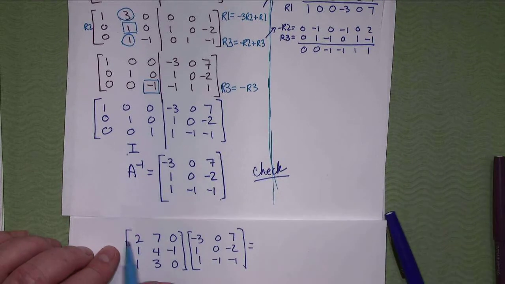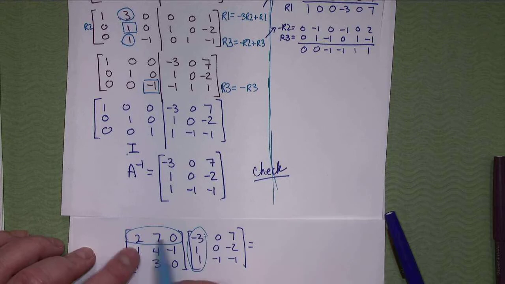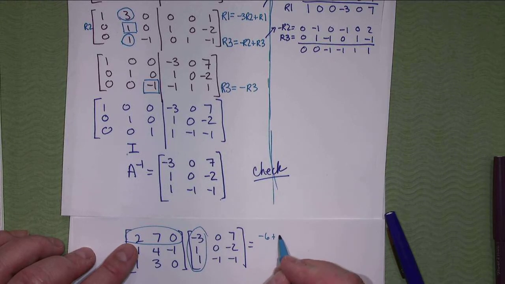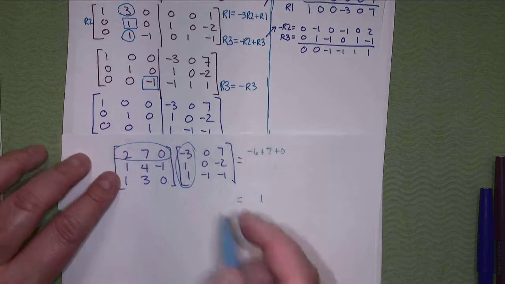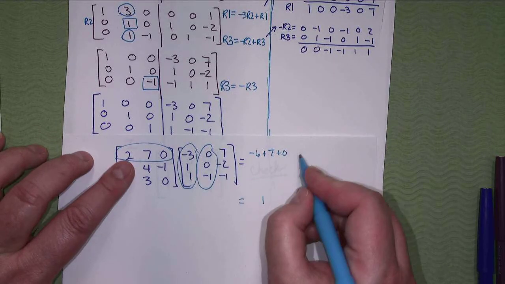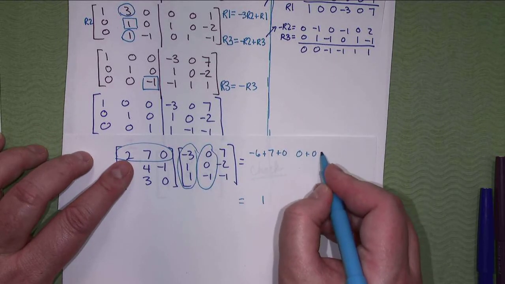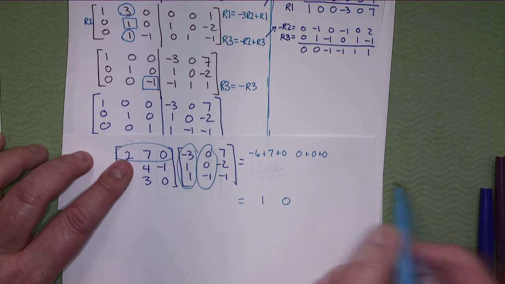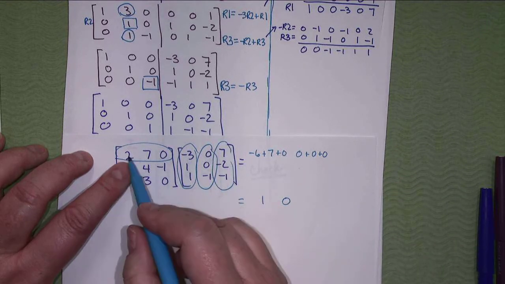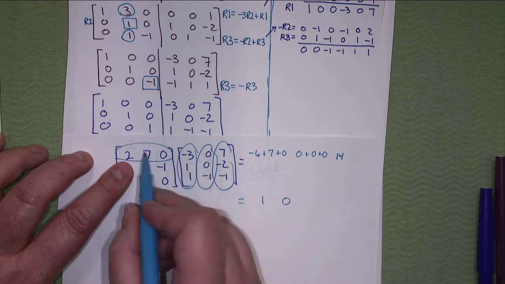Minus 6 plus 7 plus 0. That's a 1. Good. Second row, 0, 0, and 0. Good. And our third column, 14, 7 and minus 2 is minus 14, 0 and minus 1 is 0.